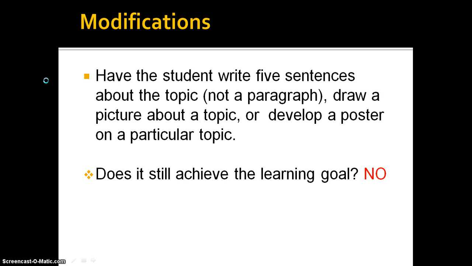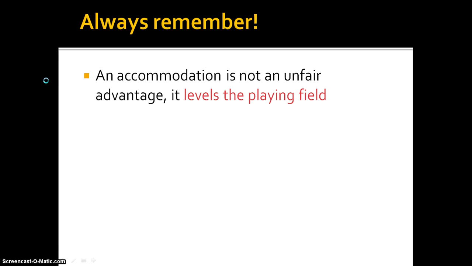Ultimately, though, you want to go back to the IEP and look at where the accommodations are listed. There's a specific place on the IEP and how much should be modified. If you're still not sure, you can always talk to the person who's in charge of writing that IEP. Typically, it's a special education teacher or case manager, and they can help you figure that out. So always remember, an accommodation is not an unfair advantage. It levels the playing field.